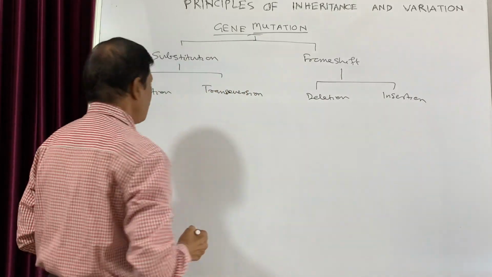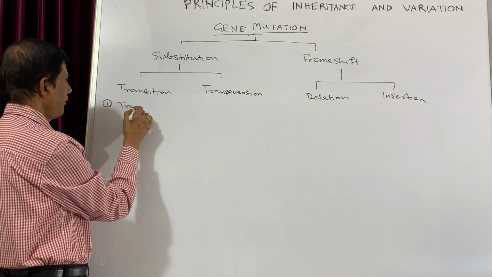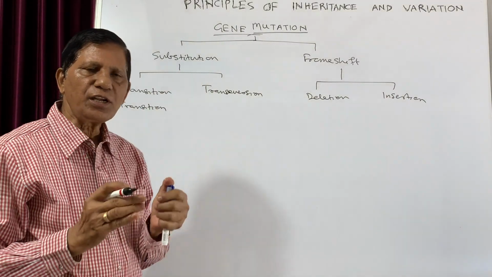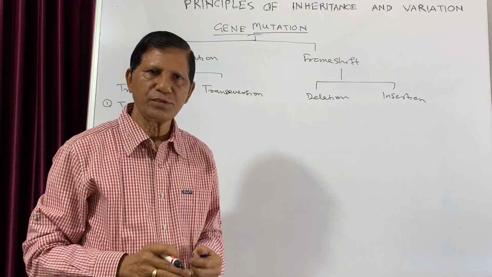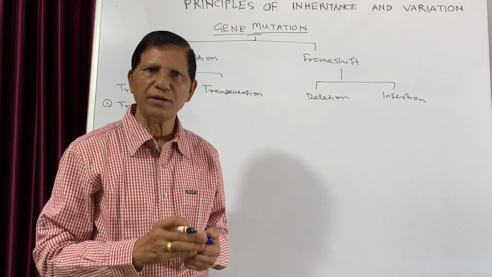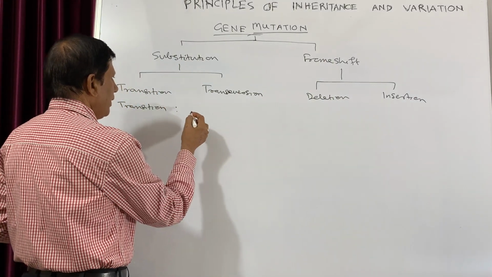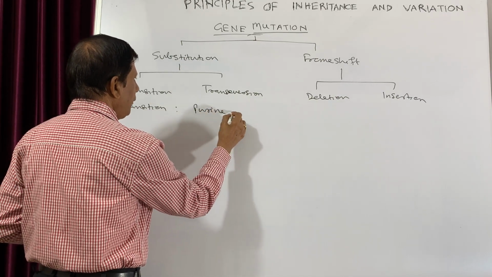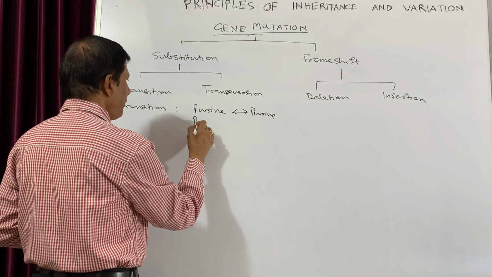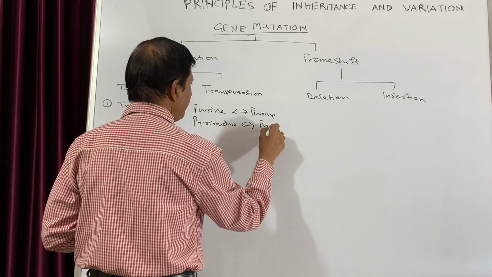So, let us discuss one by one. Let us first discuss number one. This is the transition, and it is a type of substitution mutation. In a transition, what happens? We know that there are 4 nitrogen bases: purines and pyrimidines. Adenine and guanine are purines, thymine and cytosine are pyrimidines. So when will we call it a transition mutation? When one purine is replaced by a purine, or a pyrimidine is replaced by a pyrimidine.